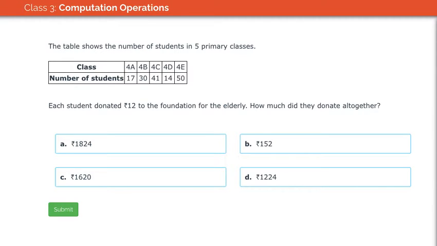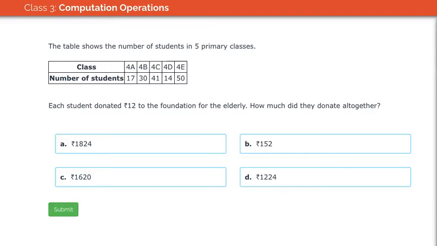Let's use the column method. 50 is the biggest, so we'll go first. 41 is the next biggest. 30 is the next biggest. 17 will go next, and 14. Now we arrange it in column method. Let's add them. Let's see if we can find any groups of 10.